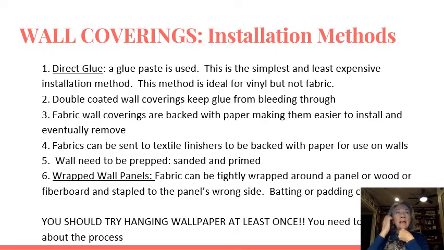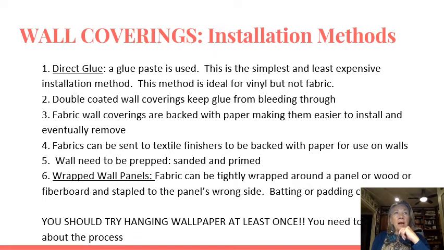There are different ways that wall coverings can be installed. And again, this is where I'm hoping that you will give it a try yourself at some point. Direct glue is a method where a glue paste is used, and it's the simplest and least expensive method. Like I mentioned, I've hung lots of wallpaper. The way I did it in the past, often glue was already on the back of the wall covering. You would dip it in these troughs of water and lift it up and let some of that water and glue drip into the trough below, and then put it on the wall. So that's a method where the glue was already on it.